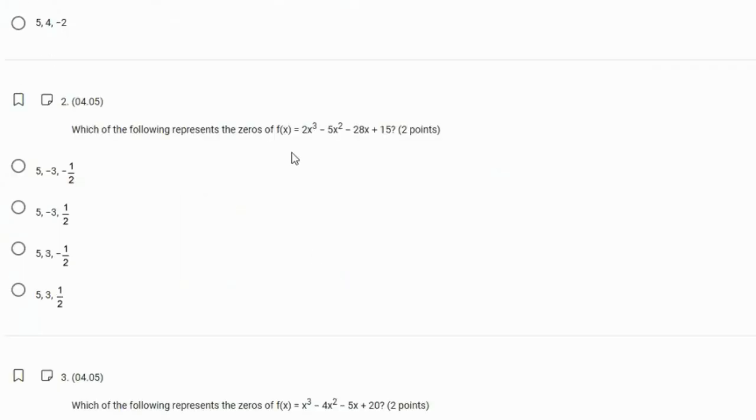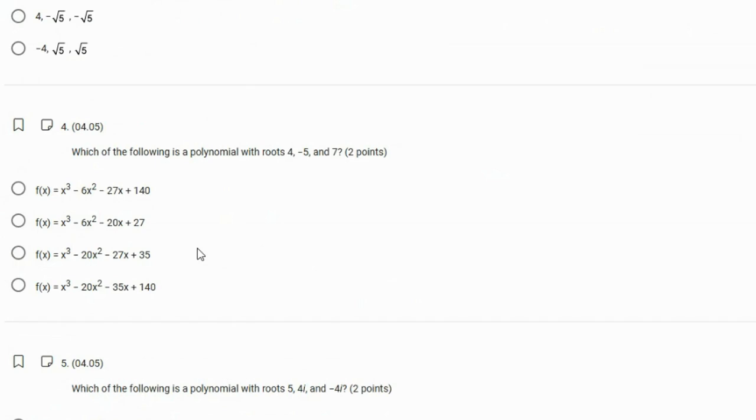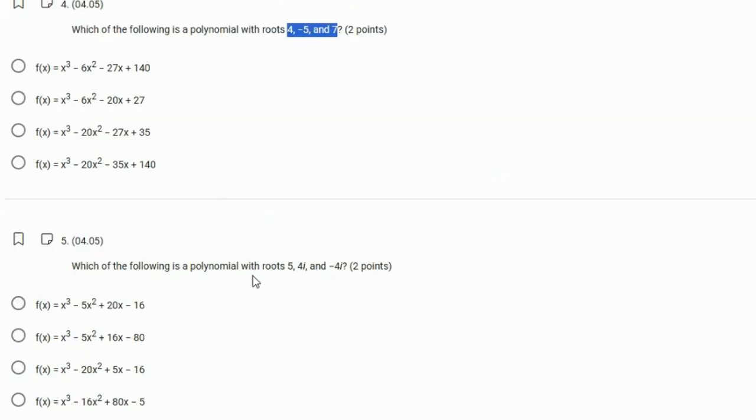Which of the following represents the zeros of this? Oh, they like those 5s. How about the zeros of this one? Which of the following is a polynomial that has these roots? So this is where you're writing and multiplying them together and figuring out which one of these you end up with. And this one as well.